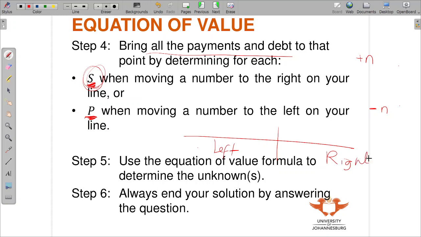So if you are moving a number to the right, your power will be positive. But if you are moving to the left, your power will be negative. Okay, please take note of that. Then we use the equation of value formula, and then we solve the question.